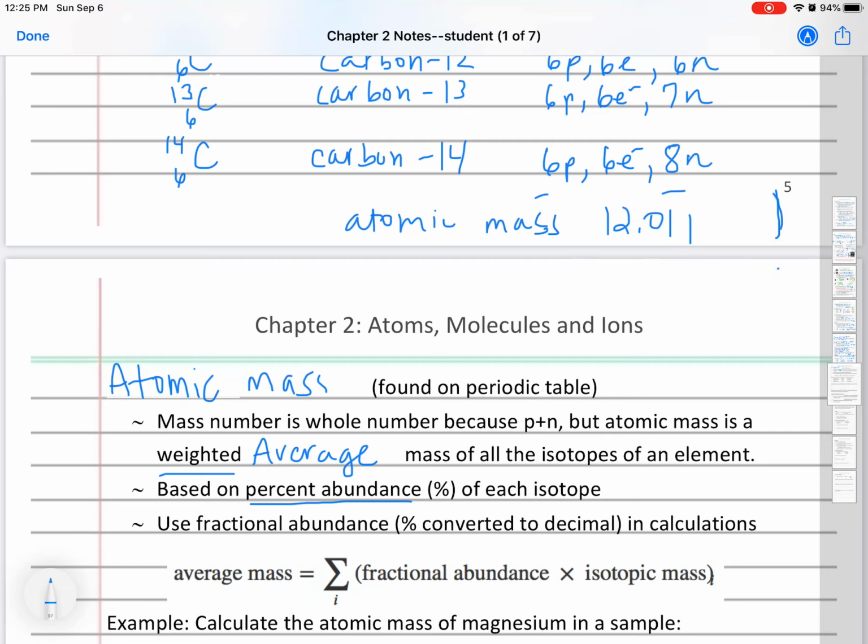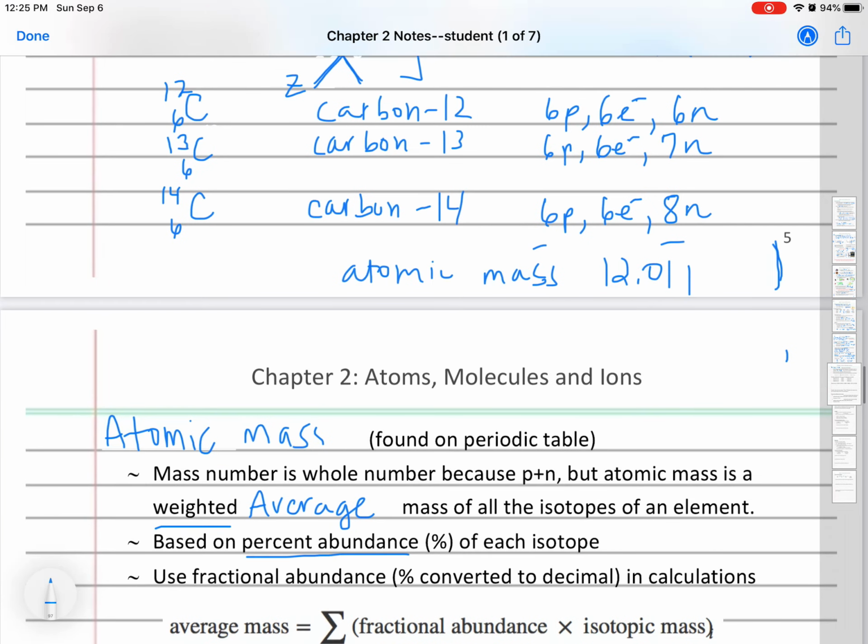So the fact that there are 3 isotopes of carbon, and they weigh 12, 13, and 14 respectively, but the average atomic mass is so close to 12, means that carbon-12 is by far the most abundant isotope of carbon, with carbon-13 and carbon-14 making up very small percentages.